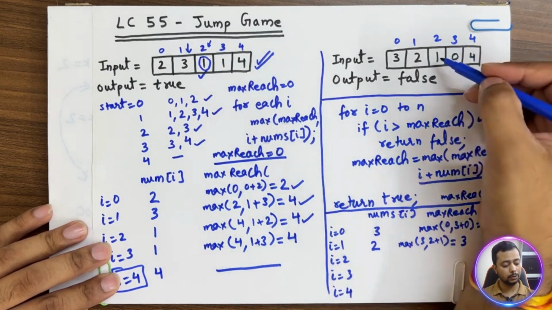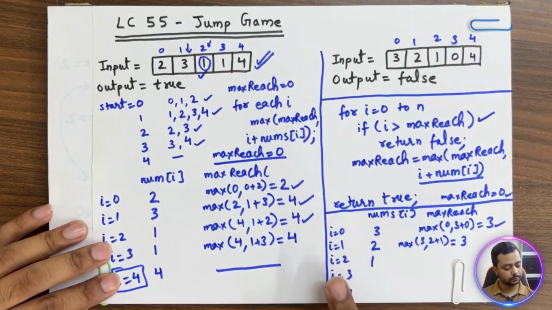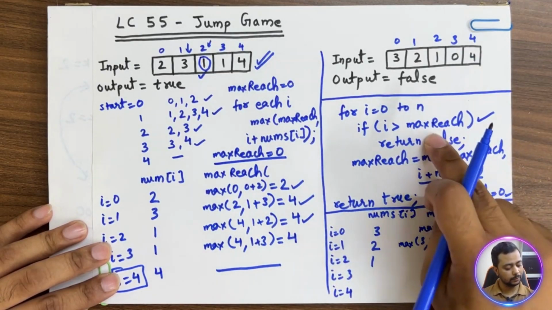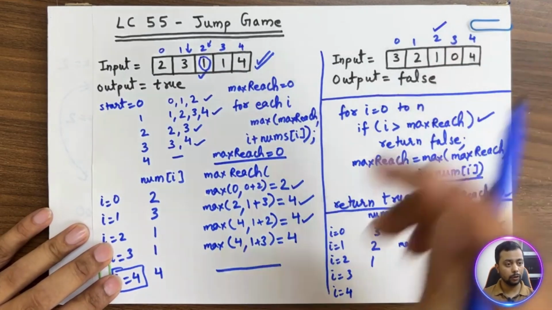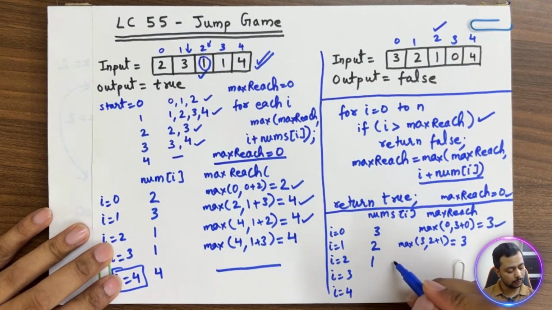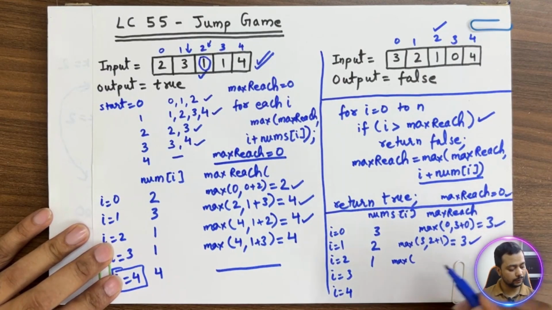At I is equal to 2, value is 1. Is 2 greater than max reach, 3? No, 2 is not greater than 3, which means this position is also reachable. So our max reach gets updated as the maximum of the previous value, which is 3, comma 1 plus 2, nums of I plus I. So max reach becomes 3. Max reach is still 3 so far.